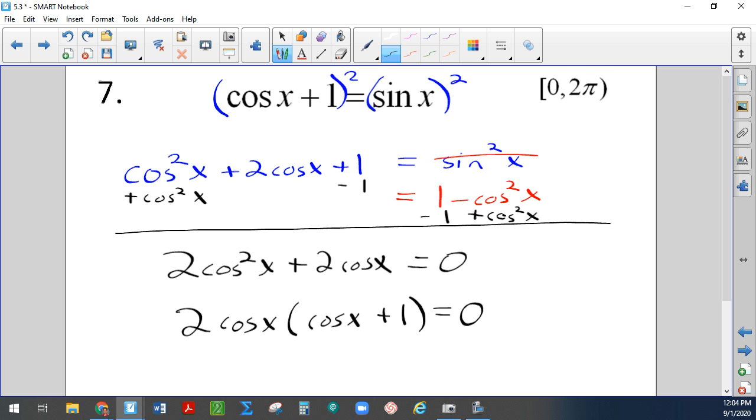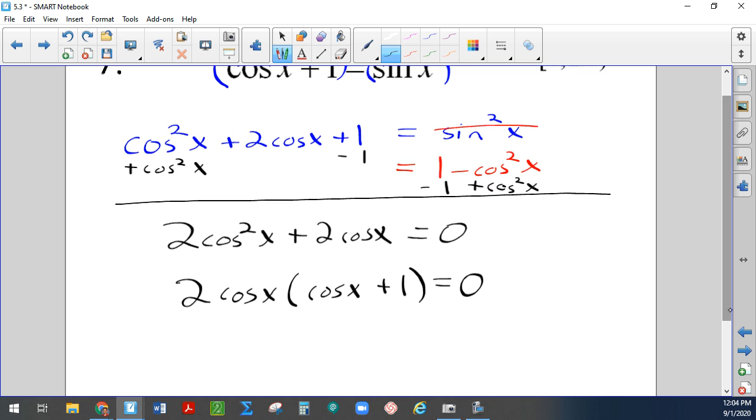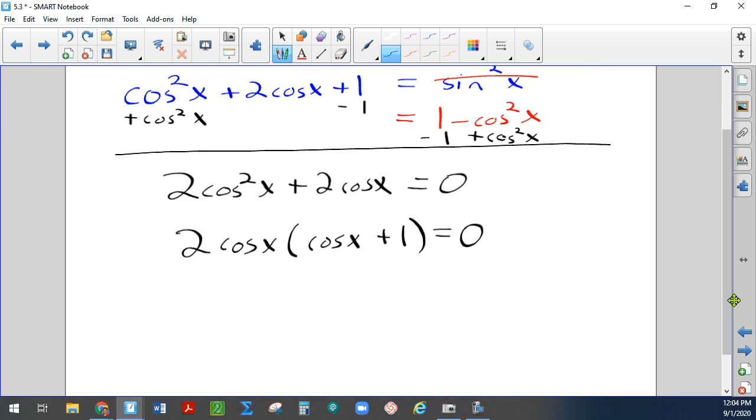Equals 0. My brain just said, well, if I introduced extraneous solutions by squaring both sides on this almost second to last step, if I divide by cosine x right now and I get rid of a solution, will I get rid of the extraneous solution or will I get rid of the real solution? So I'm not doing that. But now I have it in factored form.